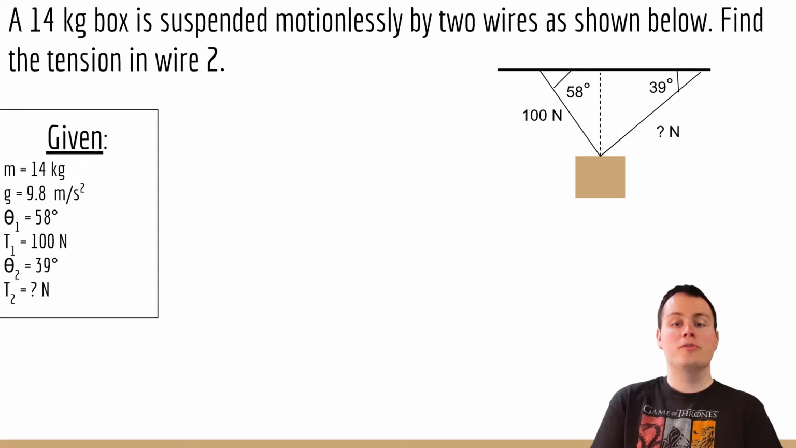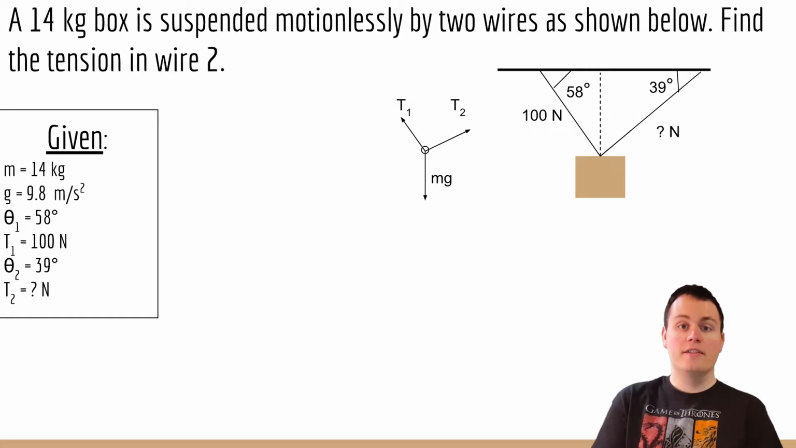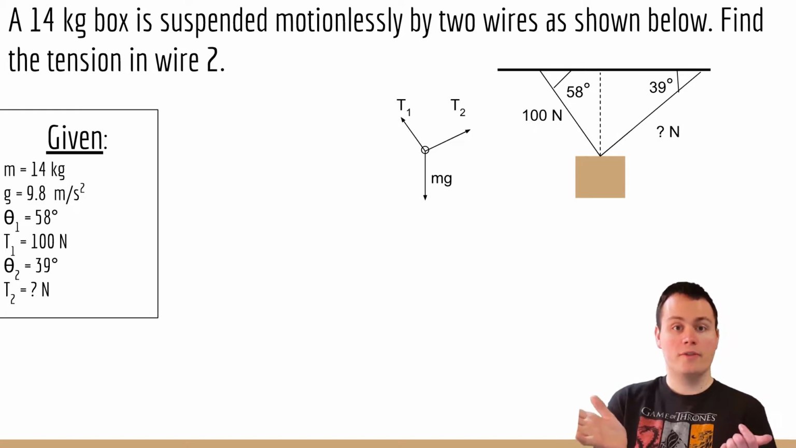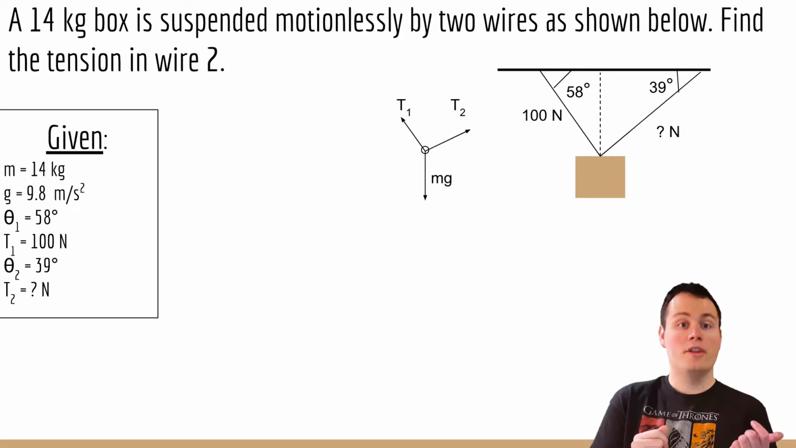Next, I drew a force diagram for the box that's hanging there. For this box, you know there's going to be three forces acting on it. There's going to be the two tensions going off at an angle, of which you know the force of one of them, and you know the angle of both, as well as you know that there's going to be gravity going down, and we can figure that out.